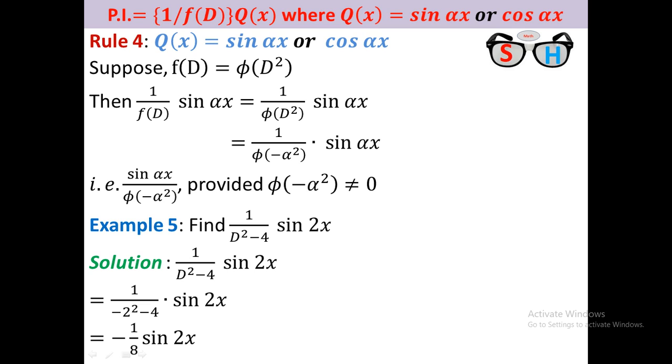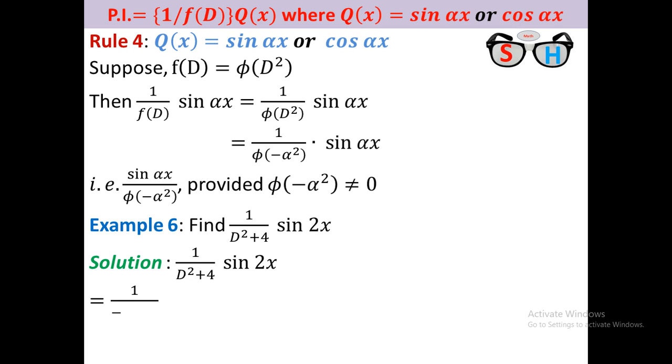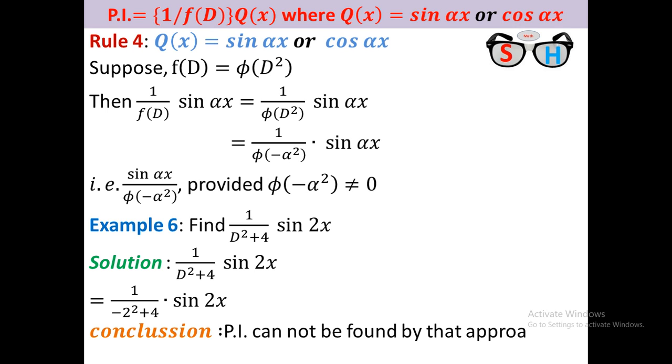Now we will go to the same problem. What is example 6? Here d square plus 4 of sin 2x. Then what happens? We have to replace d square by minus 2 square, but the denominator is 0, so we cannot solve this problem by that rule, that is by rule 4. Conclusion: the particular integral cannot be found by that approach. You have to take another approach.